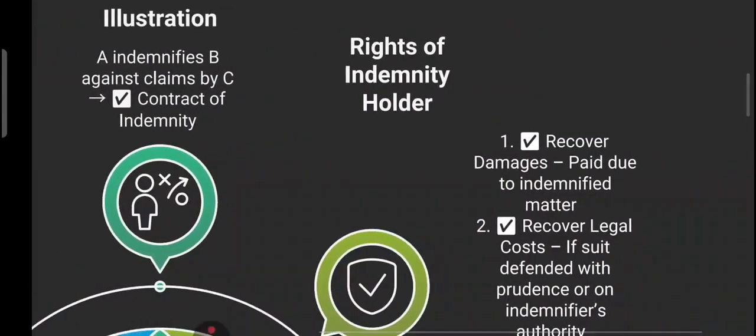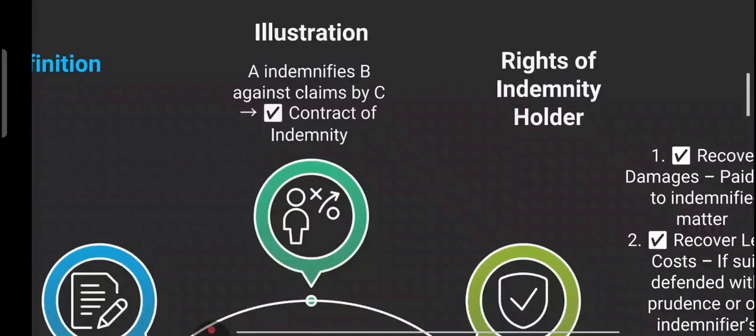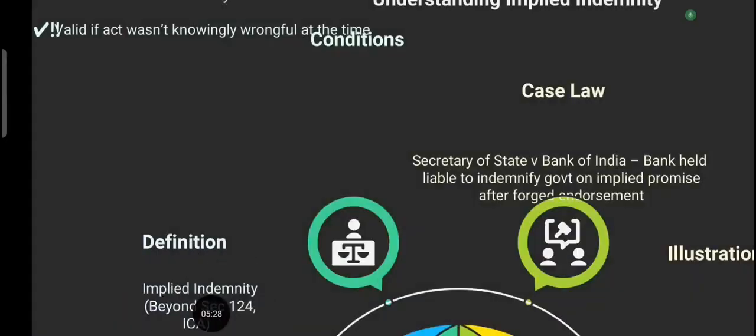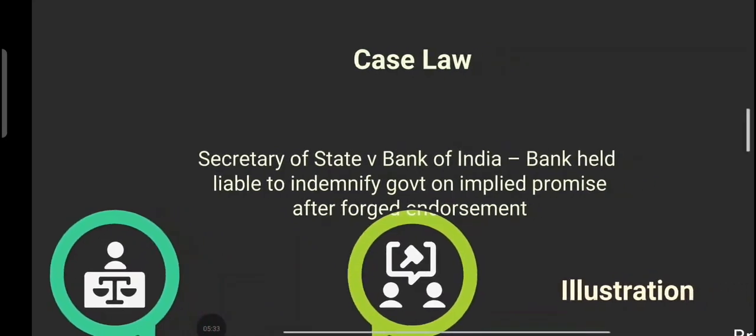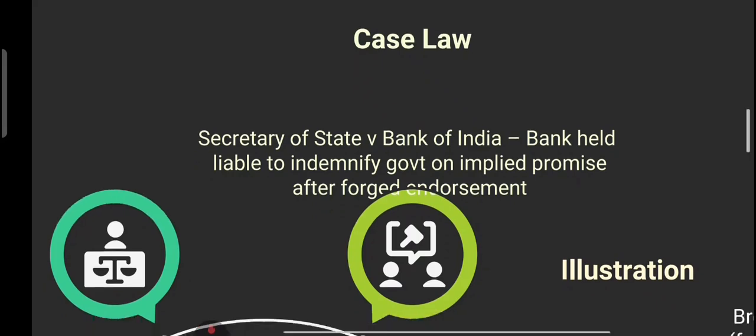So one example given in your book is Secretary of State versus Bank of India, right? A bank issued a renewed government promissory note based on a forged endorsement by a broker. Later, the true owner sued the government. The government, having acted on the bank's assurance, sued the bank. The court held that the bank was liable to indemnify the government even though there was no express agreement.